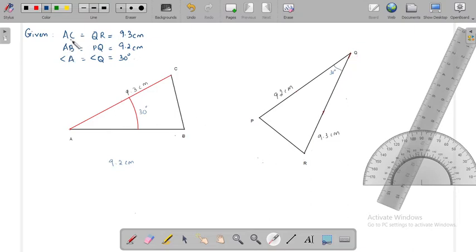So the measures are AC is equal to QR. So this side and this side are equal and their measure is given to be 9.3 centimeter. Now AB and PQ are equal and their measure is 9.2 centimeter, and angle A is equal to angle Q and it is 30 degree. So we are going to check whether these triangles are congruent. Do you think they are congruent?